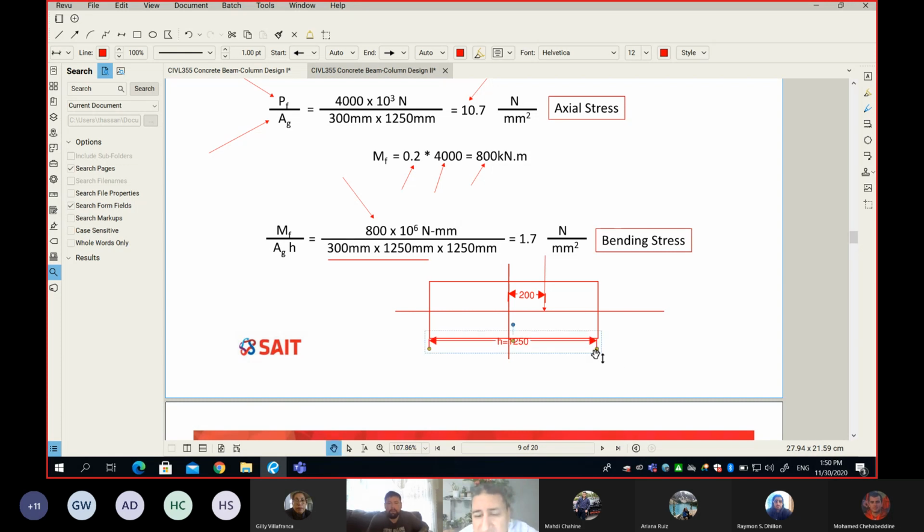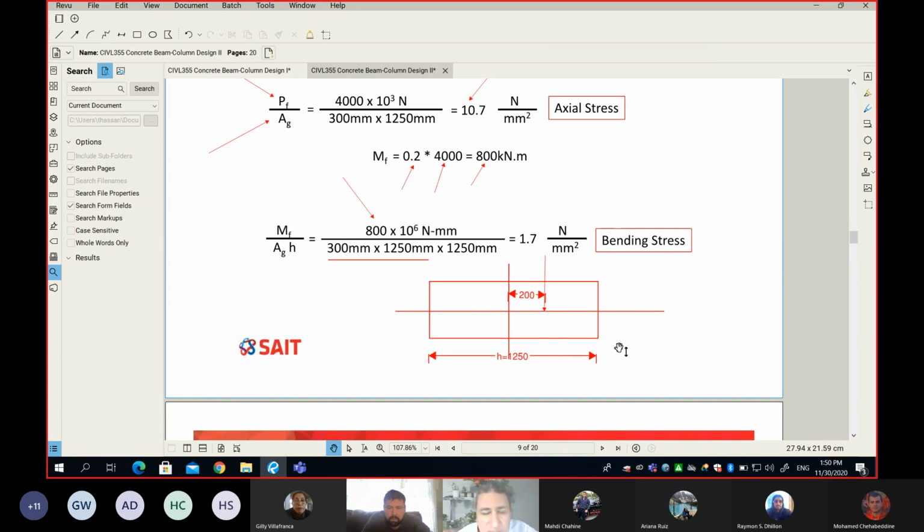How about if the moment is acting on the weak axis? In this case, your H will be the 300. In general, it doesn't make sense to resist the moment on the weak axis, so we always change the orientation of the column so the moment will be on the strong axis. Is that clear? So the H is not the smaller or the longest dimension of your column. It is parallel to your moment application. Remember, my moment in this case is acting on the strong axis.